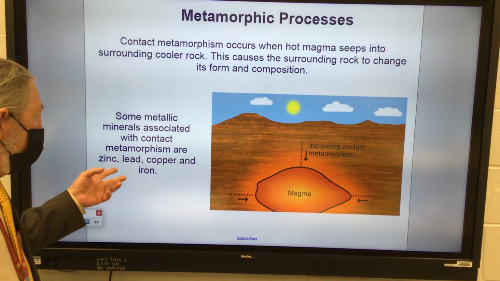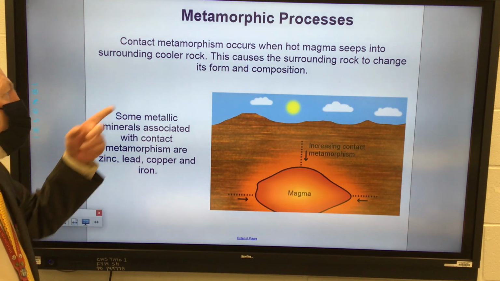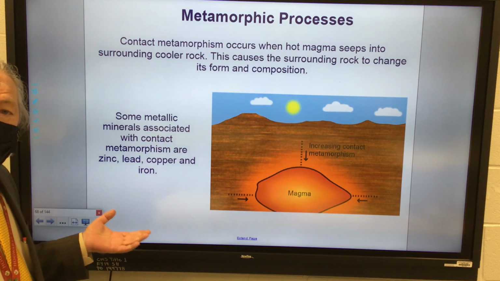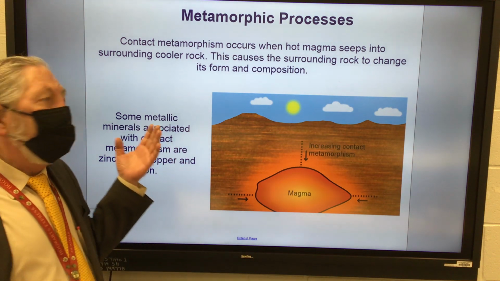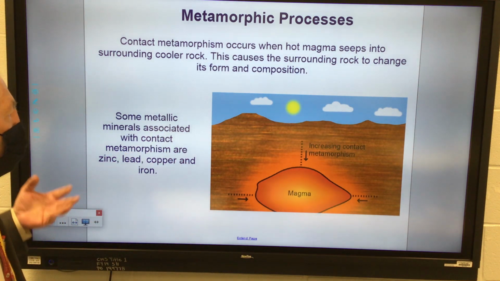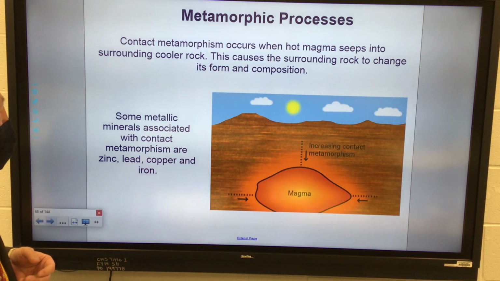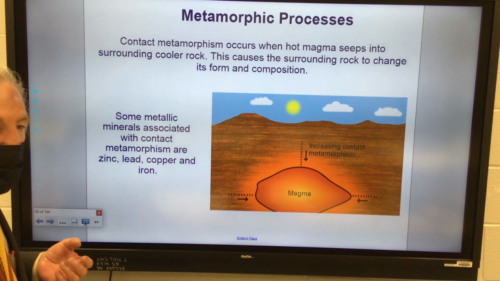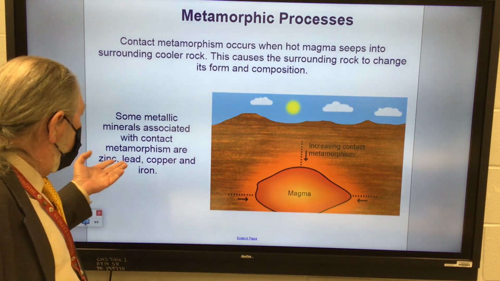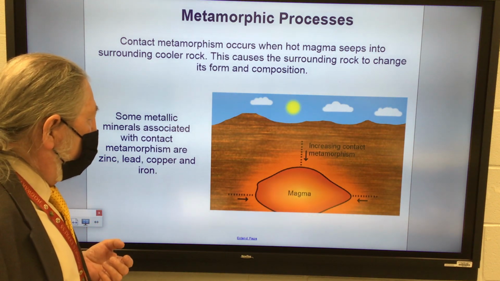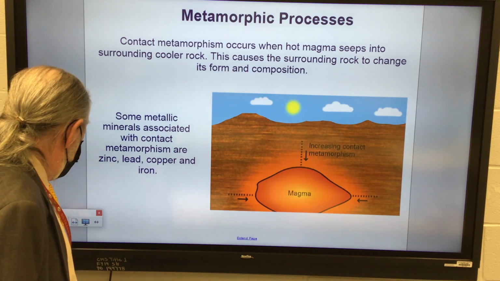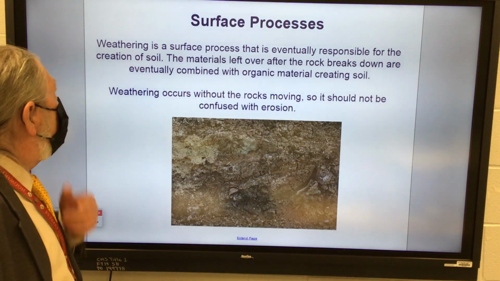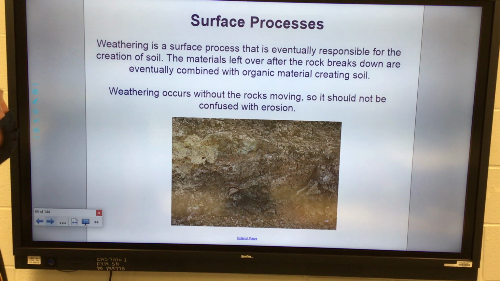Okay, so if you get any of these, these are the geological processes that they were involved in. They were involved with hot magma seeping through surrounding cooler rock, and it causes that rock to change its form and composition. And you get things like zinc, lead, copper, and iron out of the deal. Okay, now let's see what happens after that. So let's look at surface processes.